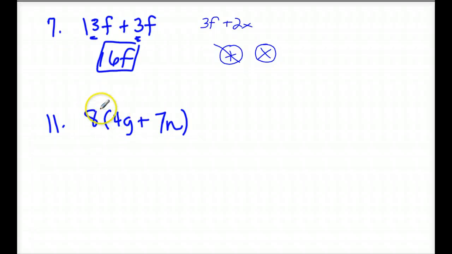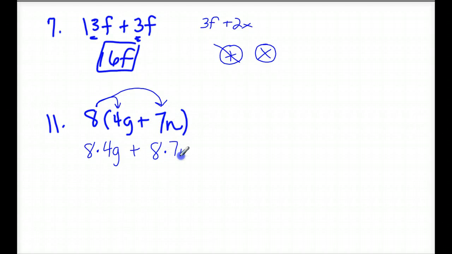We can't add them, but we could multiply them. So down here, even though 8 and 4g are not like terms, we can still multiply them. And since we have to use the distributive property, we're about to multiply them right now. Remember, we distribute the 8 to the 4g and the 7n. And what I mean by that is we're going to multiply 4g by 8. Then we're going to add that to 8 times 7n. So we're going to rewrite that whole problem.